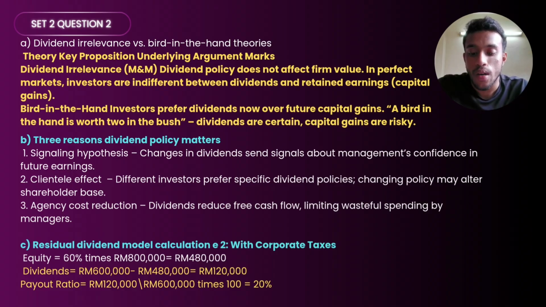And the C part, residual dividend model calculation with corporate tax. So firstly we have to calculate equity, which is 60% times 800,000, equal to 480,000. And by calculating dividend we can get 120,000. So in payout ratio we divide 120,000 by 600,000, which is 20%.